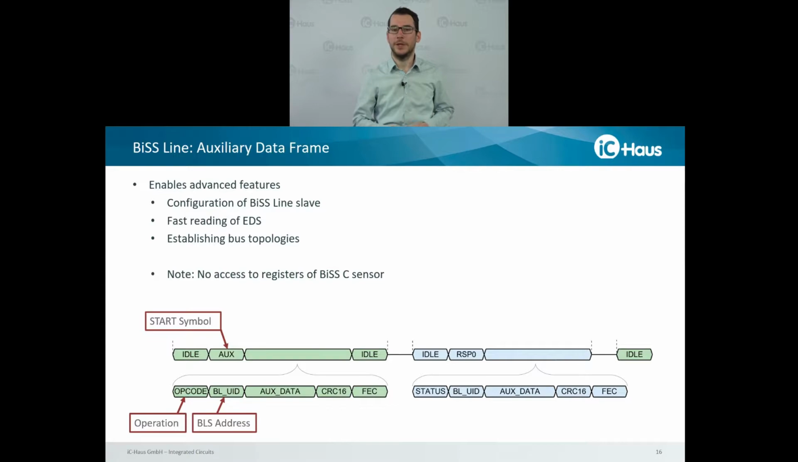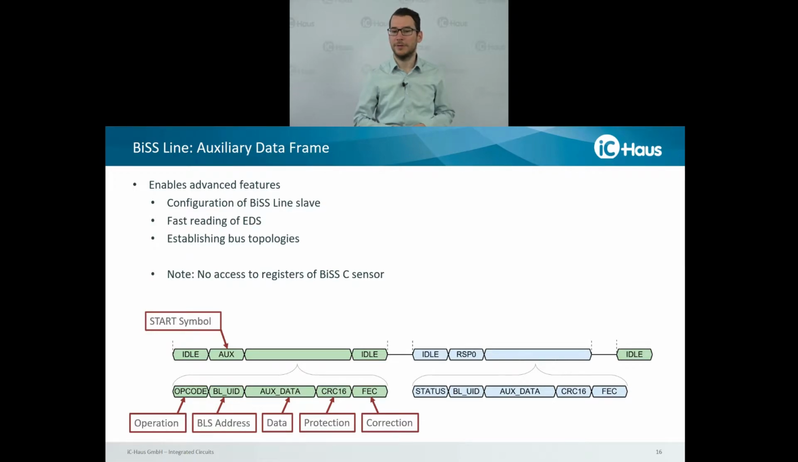Then the auxiliary data is transmitted, which depends on the specific operation, and the auxiliary data is protected by a 16-bit CRC, and the whole data content, including opcode and BiSS Line unique identifier, is protected by the forward error correction.